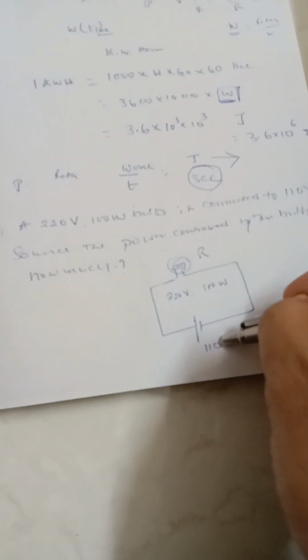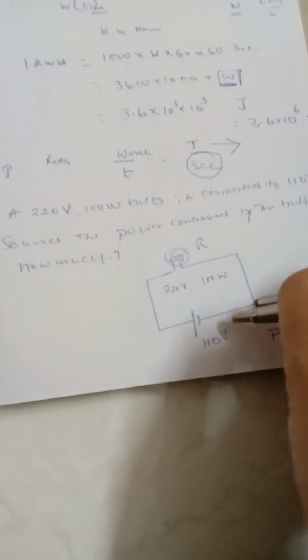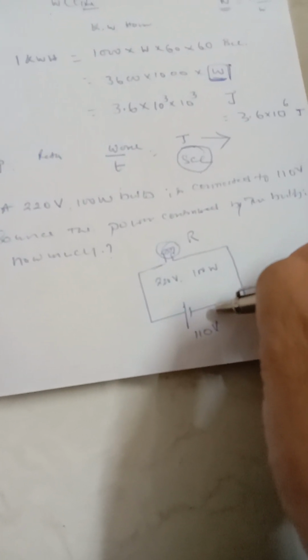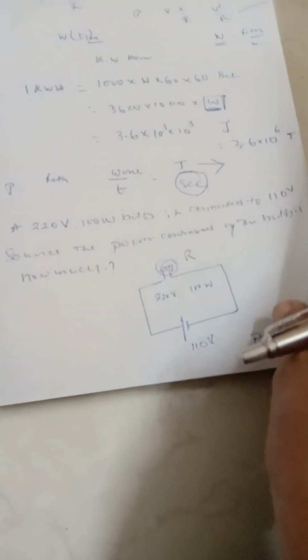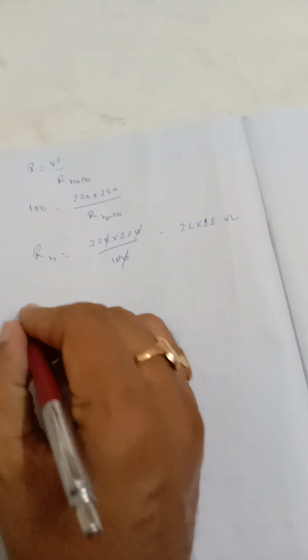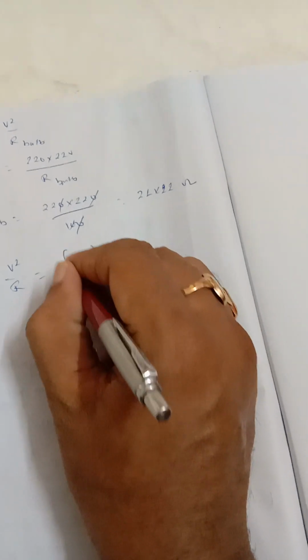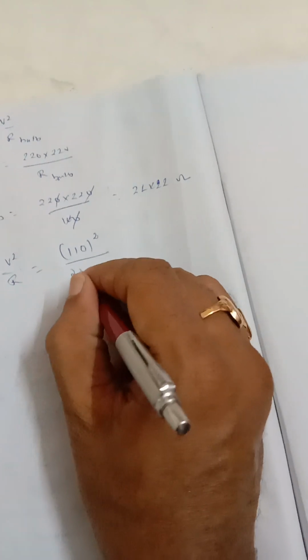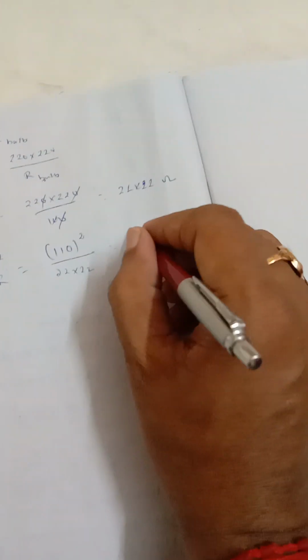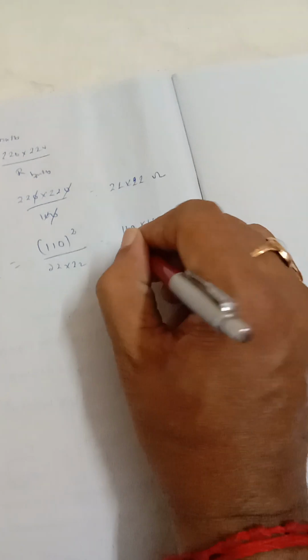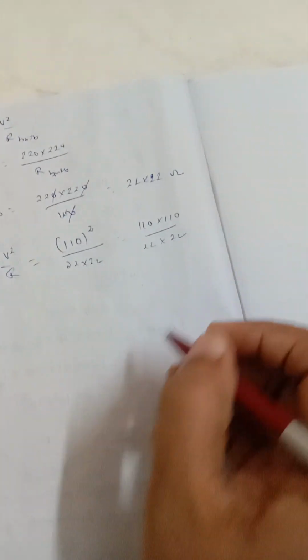Now the voltage I know. What they are asking is to find out the power consumed. Now again I can use the formula P is equal to V square by R. Which V am I using? I am using the applied source voltage, 110 volts. So P is 110 volts supply squared by R, which is 22 into 22. That means 110 into 110 by 22 into 22.